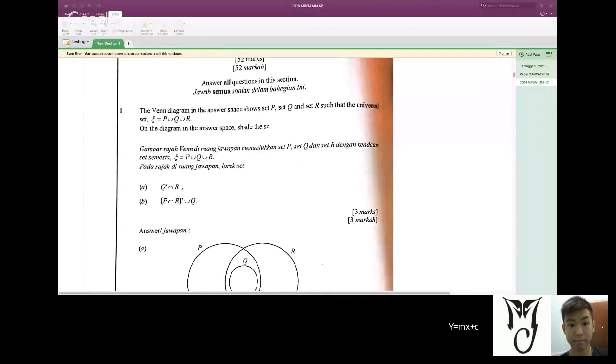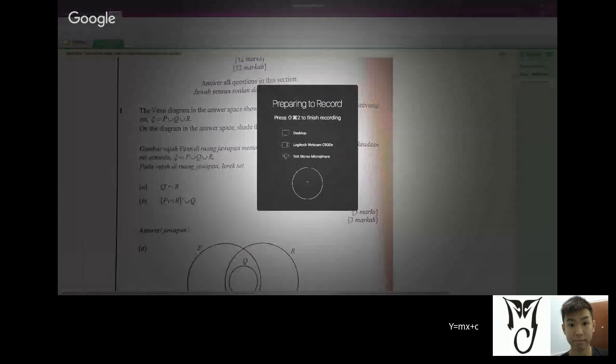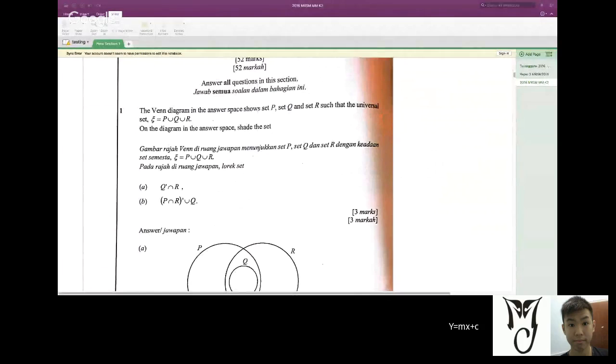All right, I guess we can almost start. So, I will share the screen. I hope all of you can see the question. First, make sure Sean and Tasha, can you see this paper? This is the MRSM 2016 tri-paper, Paper 2. If all of you can see this paper, then I will start. I will start my screen recording first. Just wait for a while. Okay, I will start in 5 seconds. 4, 3, 2, 1.